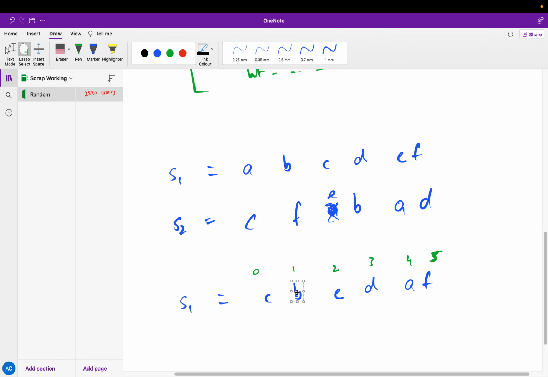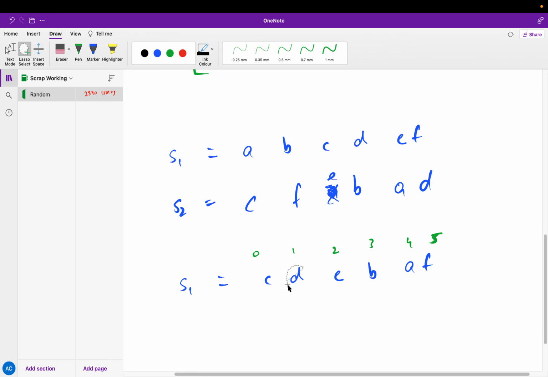I guess the B can go over here. D can go over here. And then D and F can swap. So maybe that's it. It's just a matter of making sure that you always have an even, like if the original position is even, then the final position is even.